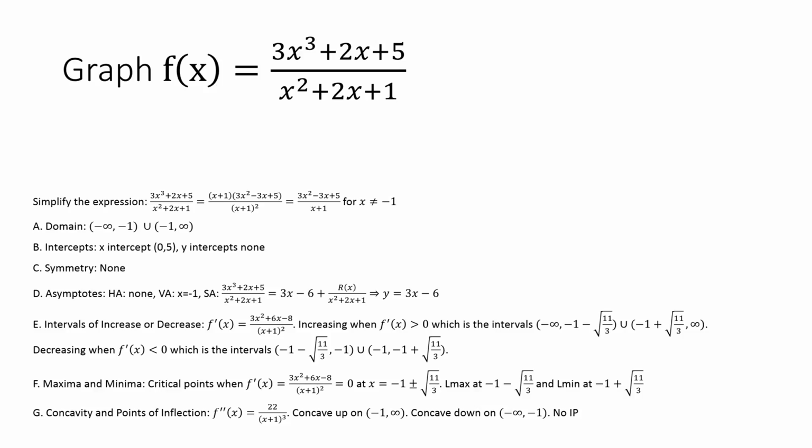And finally, for graphing, you just graph everything in order. You first graph the intercepts, then the asymptotes, then we find where it's increasing or decreasing, we find maxima and minima, and we graph concavity, and that should give us a very accurate diagram. Okay, so that's it for this problem.